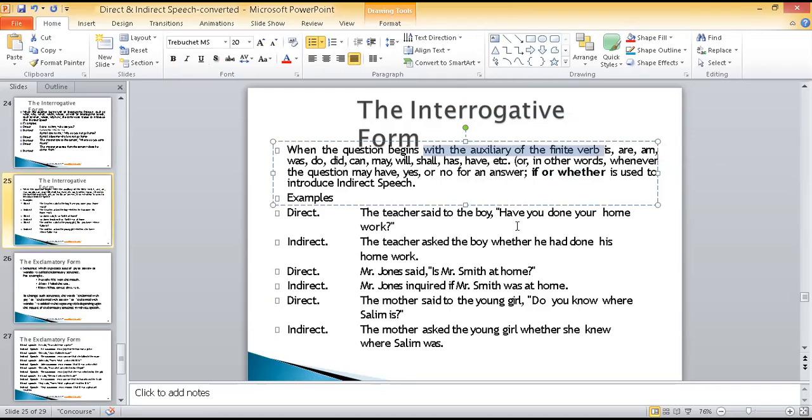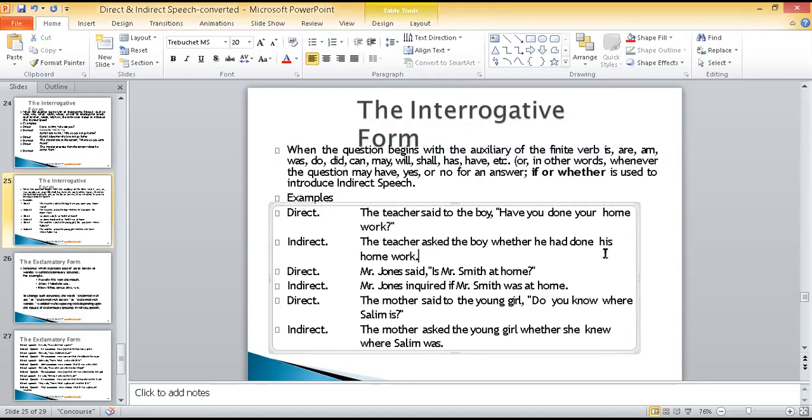The teacher said to the boy, "Have you done your homework?" The teacher asked the boy whether he had done his homework. Mr. Jones said, "Is Mr. Smith at home?" Now, see, you know that it is not starting with who, what, when, where. So you have to use whether or if. Choice is yours. If Mr. Smith was at home, the rest is as it is.